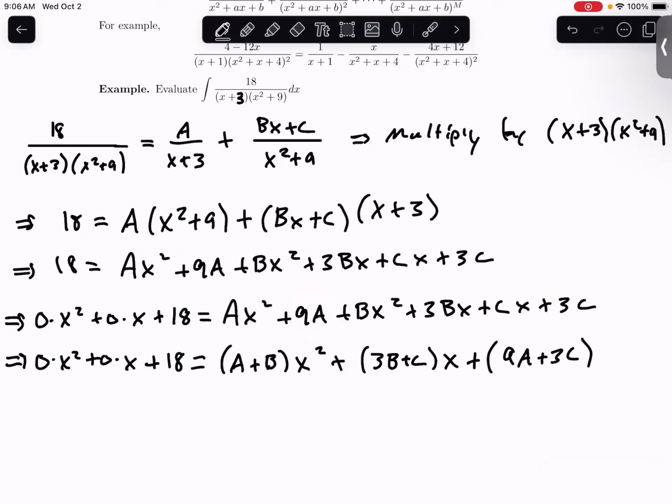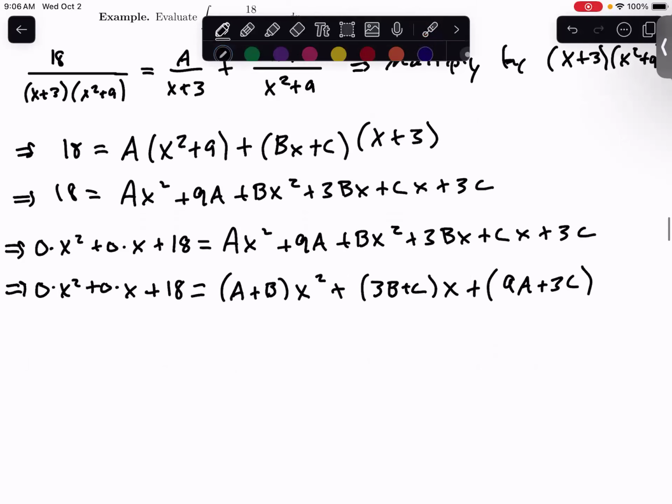And so what I was saying is, right, the a plus b has to be equal to 0. If this were non-zero, then you'd have an x squared term here, but then you don't have an x squared term here. So it wouldn't really make any sense. So we need to make sure that these two coefficients are equal. So a plus b has to be equal to 0. 3b plus c has to be equal to 0. And then we have to have that 9a plus 3c has to be equal to 18.